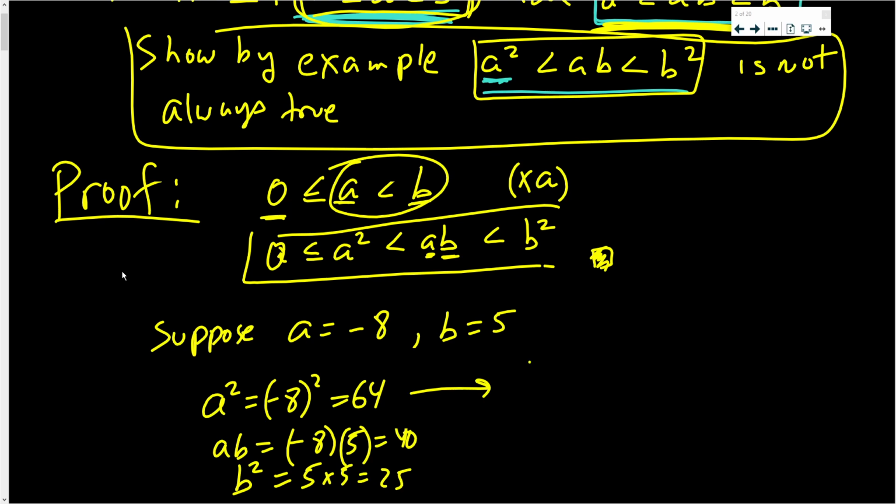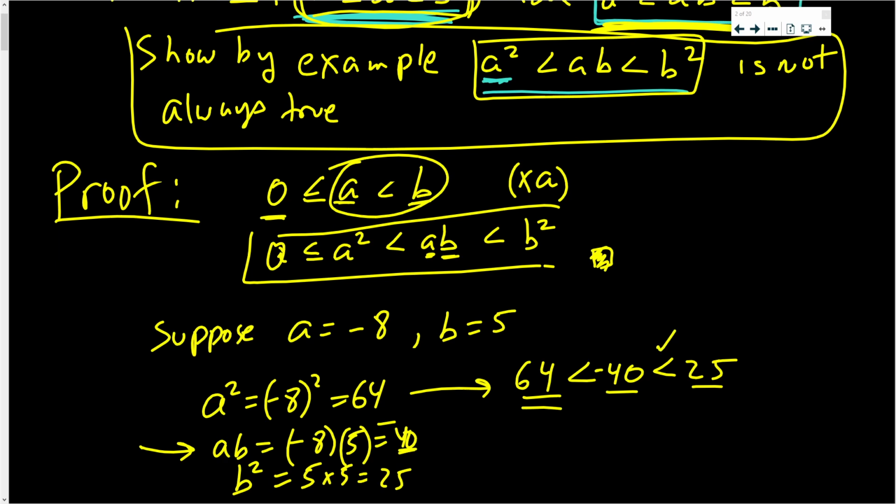So it's supposed to be that A squared is less than AB, which is less than B squared. Now, something's wrong. This here, as you all caught, should have been negative 40. Well, we have a couple of problems. 64 is not less than 25. 64 is not less than any negative number, including negative 40.